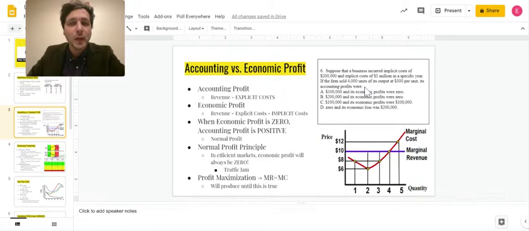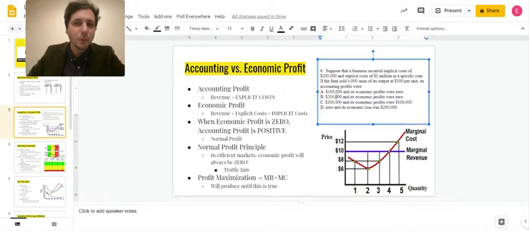Okay, now I have to subtract my explicit costs to get my accounting profit. So my explicit costs are 1 million. So 1,200,000 minus 1 million means my accounting profits are going to be 200,000, right? So accounting profits are 200,000, which gives us only one option. That's option B here. But let's calculate the other one just for fun.